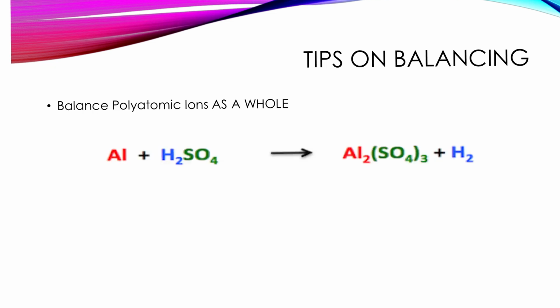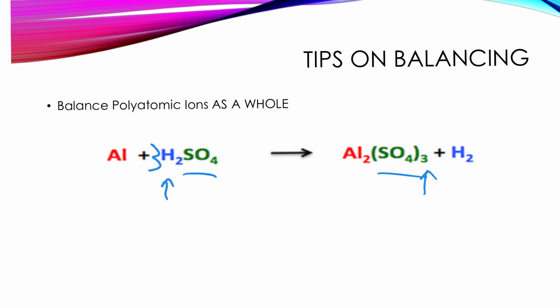Another tip that you want to employ is when the polyatomic ion is whole on both sides, and I'll show you what that means. When SO4 is as SO4 and it's not broken down into sulfur and oxygen, when you see it like this, you want to treat it as a whole, okay? And so you can see that there's 3 of that SO4 molecule right there, so you can instantly put a 3 right here, because then it's balanced.